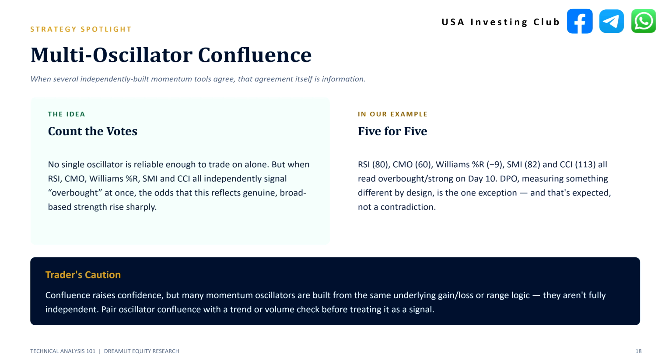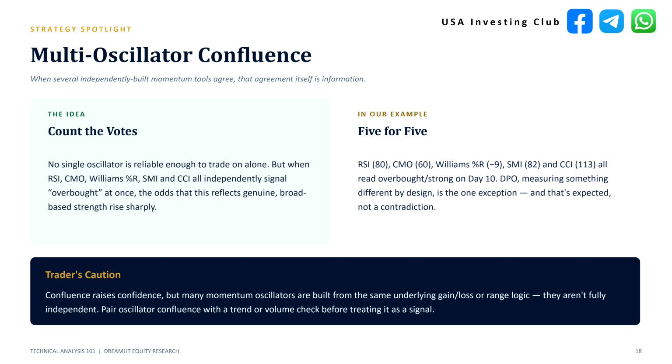Our strategy spotlight for today, multi-oscillator confluence. When several independently built momentum tools agree, that agreement itself is information. The idea, in one sentence, count the votes. No single oscillator is reliable enough to trade on alone. But when RSI, CMO, Williams percent R, SMI, and CCI all independently signal overbought at the same time, the odds that this reflects genuine, broad-based strength rise sharply.